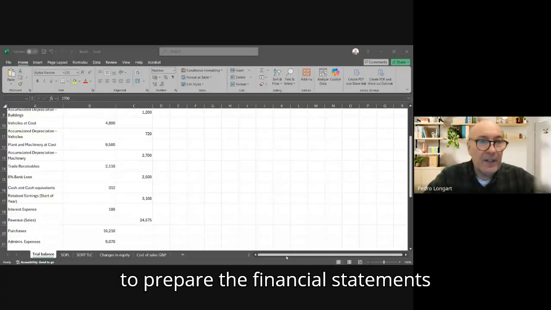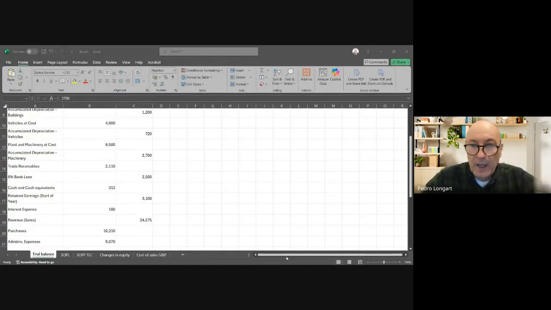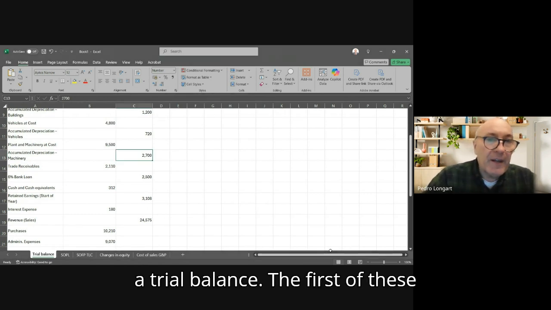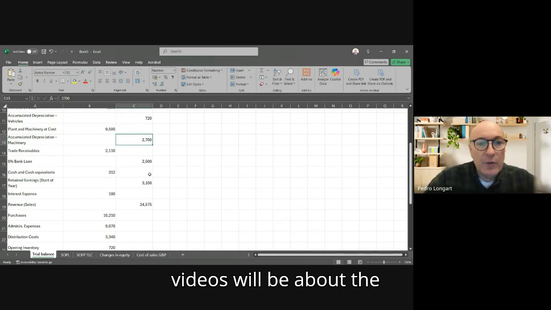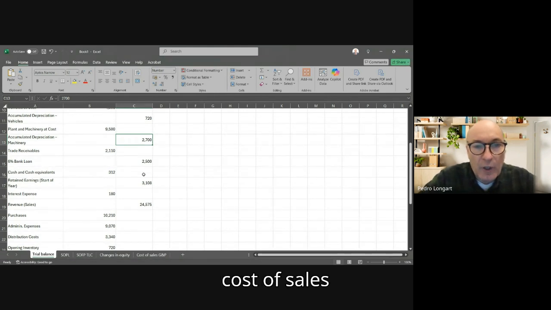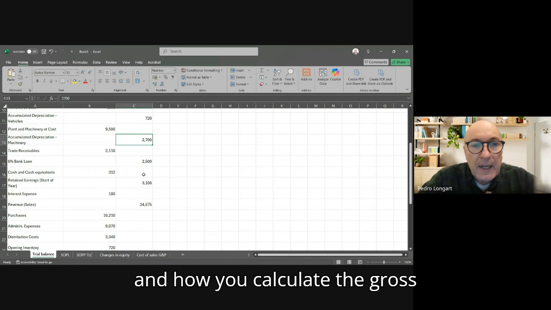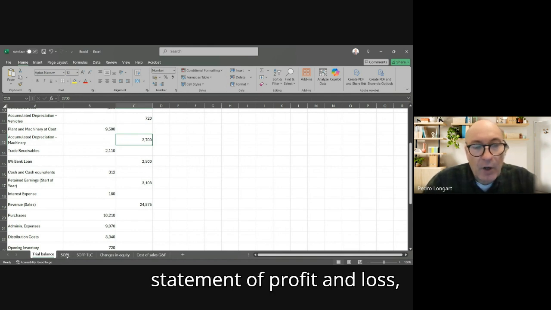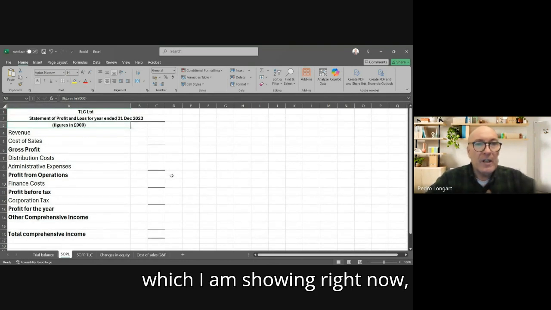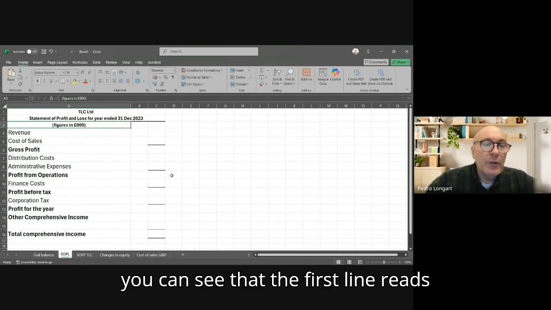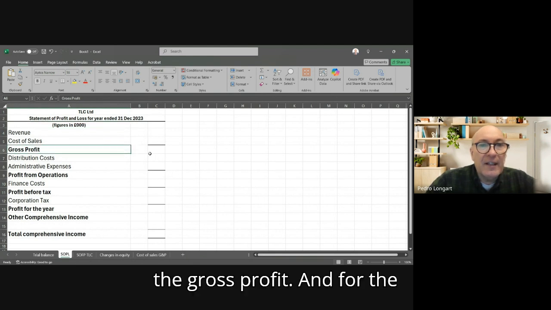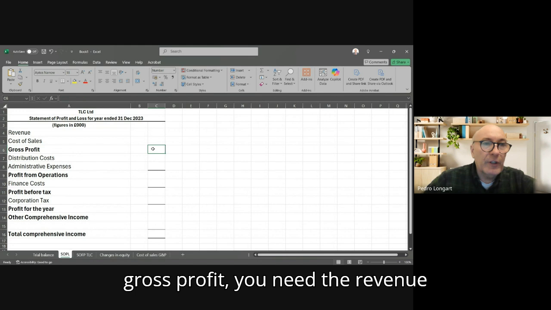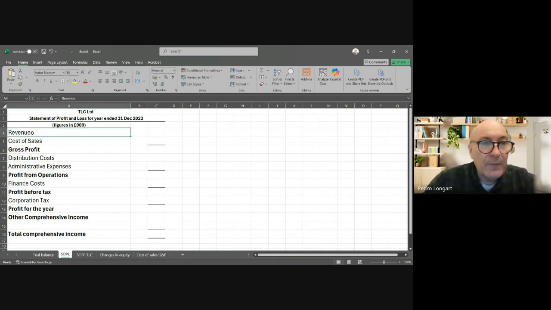to prepare the financial statements based on a trial balance. The first of these videos will be about the cost of sales and how you calculate the gross profit. So if you go to the statement of profit and loss, which I am showing right now, you can see that the first line reads the gross profit. And for the gross profit, you need the revenue and you need the cost of sales.